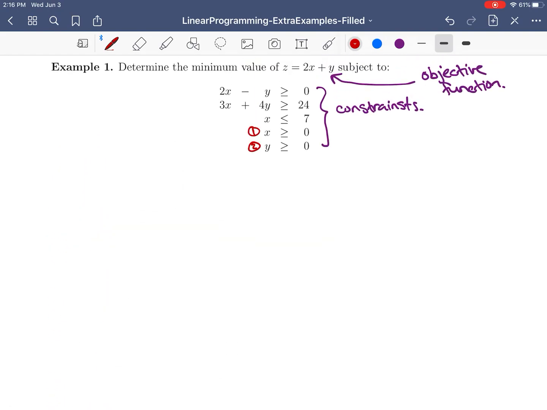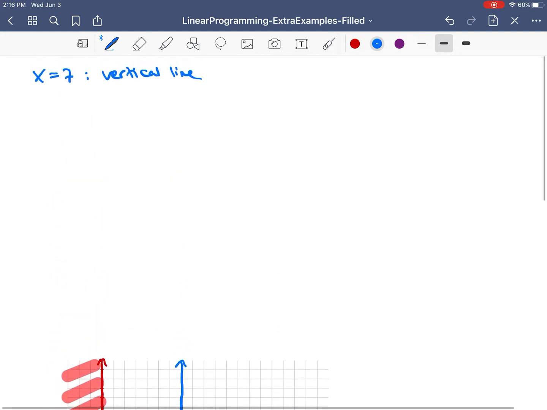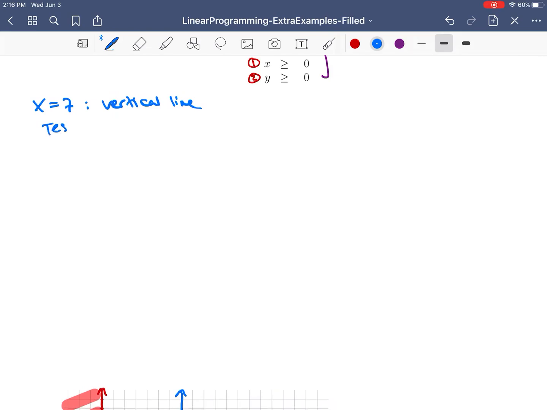The next one I'm going to do is x less than or equal to 7. So x equals 7 is a vertical line, similar to x equals 0. So it's a vertical line, 1, 2, 3, 4, 5, 6, 7. Right here. So this is x equals 7, and we want to be less than or equal to 7. So we should be to the left of this line, but if you're not sure, you can always test a point.